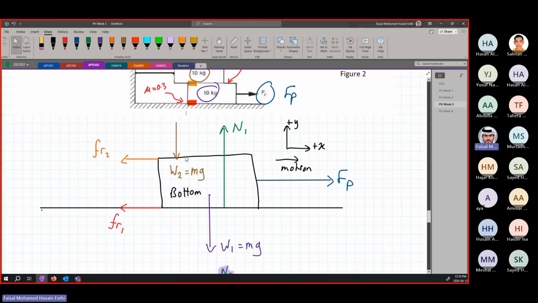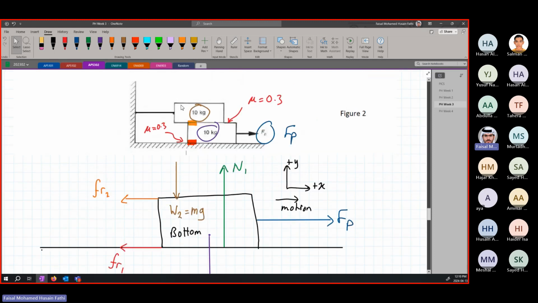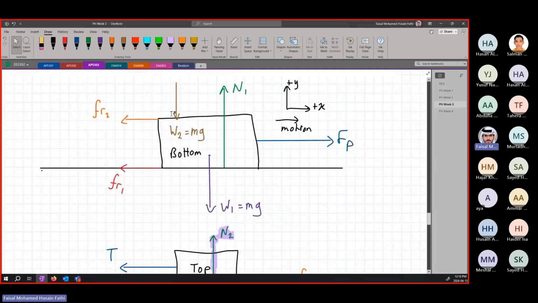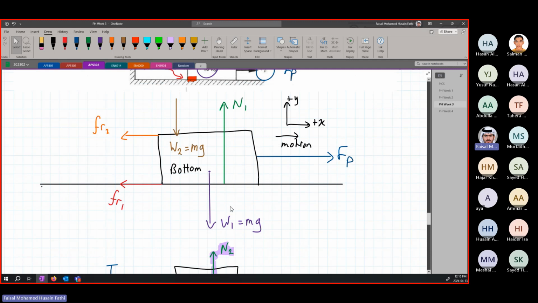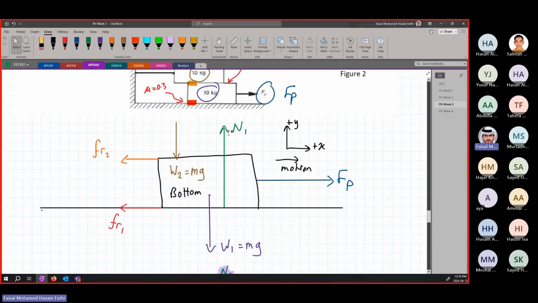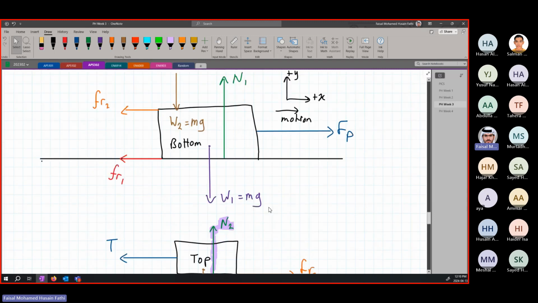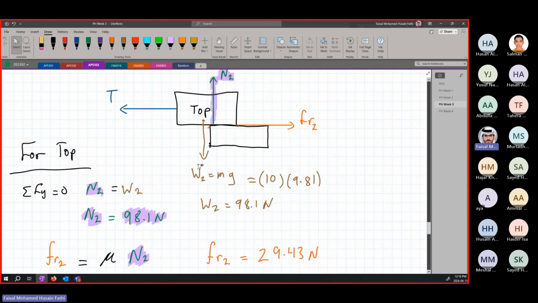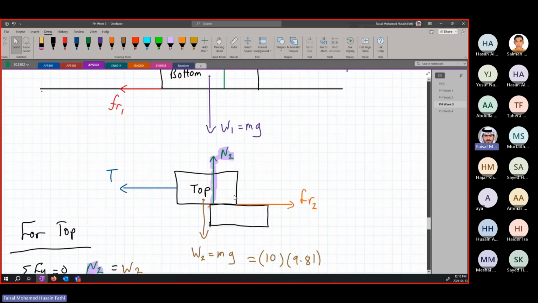Then we have the weights. We have the weight of the top box on top of the weight of the bottom box. So there are two weights acting on the bottom box, W2 and W1. And then we have our FP, which is given, and then the normal force, which is one force from the surface on which this is acting. For the top box, we have the same exact concept.